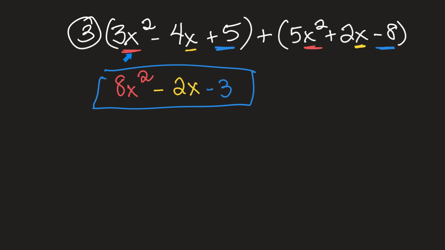So again, I looked for like terms with my variables and combined my coefficients. Again here, my x, and then I combined this whole thing, including the sign. All right.